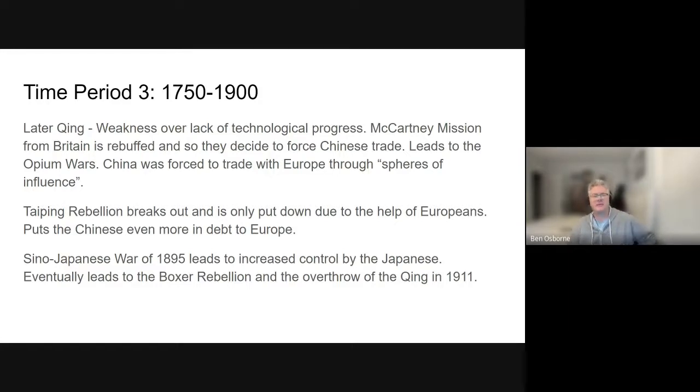And he is rebuffed. They say, no, we don't want to do that. We're not going to give you all these rights and stuff like that. So when they are rebuffed, they have no ability to trade with the Chinese. They decide to force the Chinese to trade, even if they don't want to. So that is going to lead to the importation of opium. And as a result of that, that will lead to the Opium Wars in the 1840s. And China is going to be forcibly open to trade with Europeans.